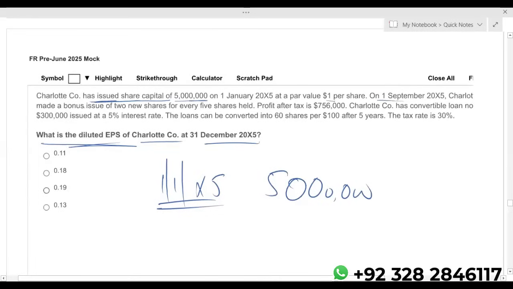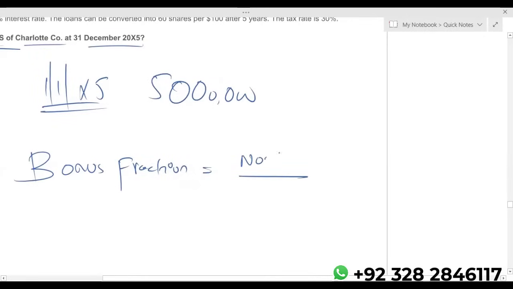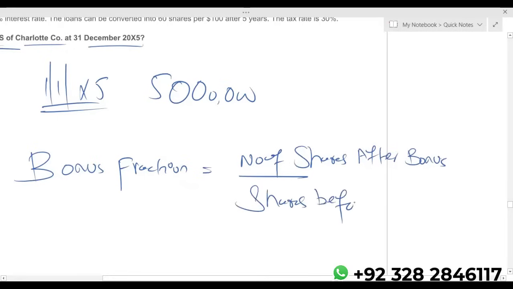On 1st September X5, Charlotte company made a bonus issue of 2 new ordinary shares for every 5. Bonus fraction: number of shares after bonus divided by shares before bonus. Simply, shares after bonus divided by shares before bonus.